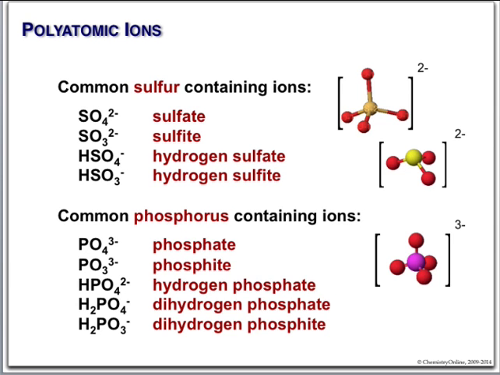Phosphorus: phosphate, phosphite, hydrogen phosphate, dihydrogen phosphate. We can do the same thing with phosphite. This is dihydrogen phosphite. With the -3s, we had 1 hydrogen, drops to -2, 2 hydrogens, drops to -1. Again, our parent is phosphate.